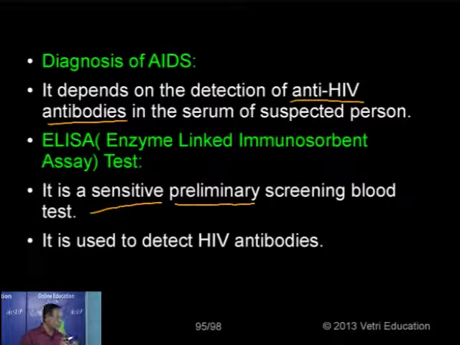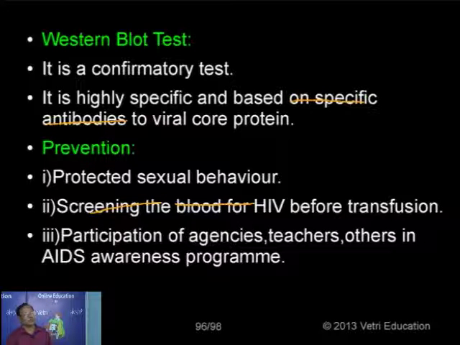So it is used for detecting HIV antibodies, based on one protein, and that protein normally produces antibody if the virus contains that protein. So this is one test, a preliminary test to find whether the person has the AIDS virus or not. But for confirming that, we have another test called the Western blot test, involving blotting, isolation, separation, etc.